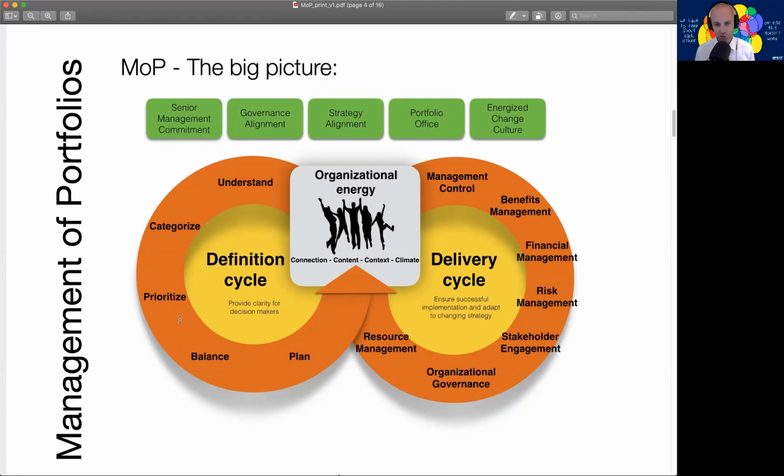Benefits management. The only reason that we're doing things is to get benefits. If we're not actively tracking benefits, we're passively not tracking benefits. So benefits management is a huge area about optimizing, realizing, and evaluating benefits out of projects in the portfolio. Financial management, rule number 1, how to get better portfolio management and how to get MoP running in real life.